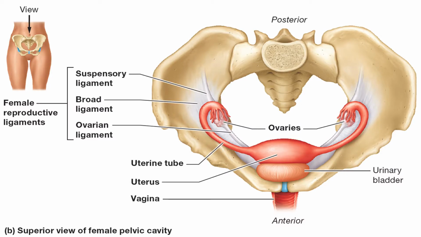And we've also got this overhead view, the superior view of the female pelvic cavity, where you can see the bladder is in front of the uterus, and the uterus is in the back with the uterine tubes and the pair of ovaries suspended above it with that suspensory ligament and the broad ligament holding everything all in place. You also have the ovarian ligament specifically holding the ovaries.